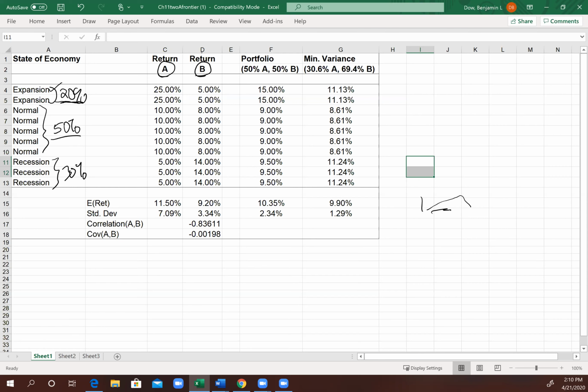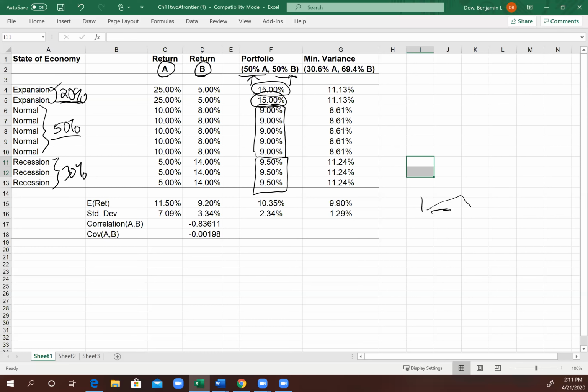Now, if we look at this, what we can see is if we have a portfolio that's made up of half stock and half bonds, then you can see that our portfolio on average would earn 15% during an expansion, 9% during normal times, and 9.5% during a recession. So this is the 50-50 portfolio.